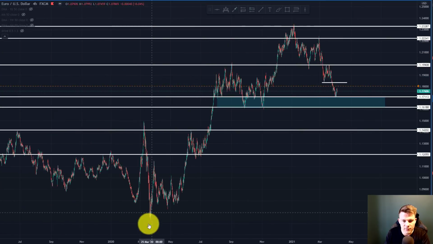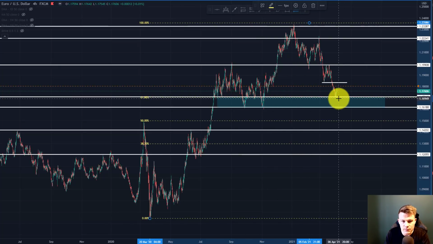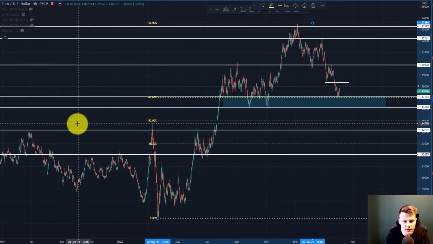Do we have a big fib from here to here? Yeah, okay, this 61 lines up here as well, so that's why this is such a huge level. 50 lines up here, roughly where we have our other level.